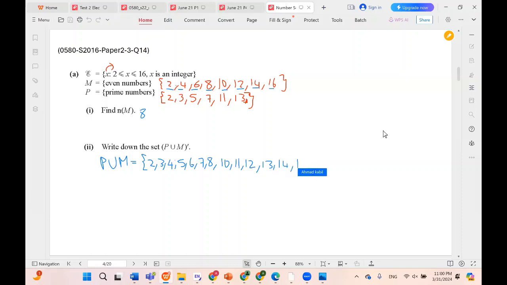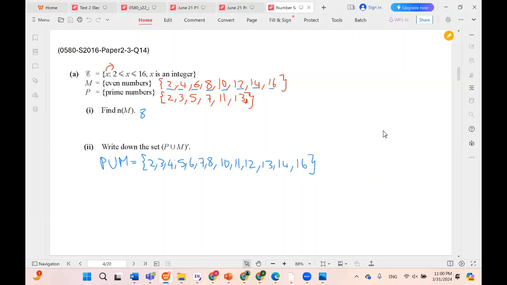These are the elements in set P union M. And they are basically the combination of everything in M and everything in P, but without repeating any element, of course, more than once. Now, P union M complement is every element that is outside of the set that we wrote down.